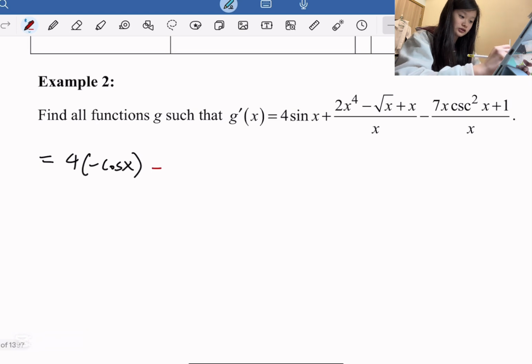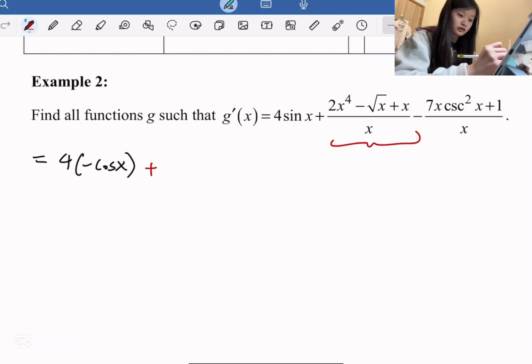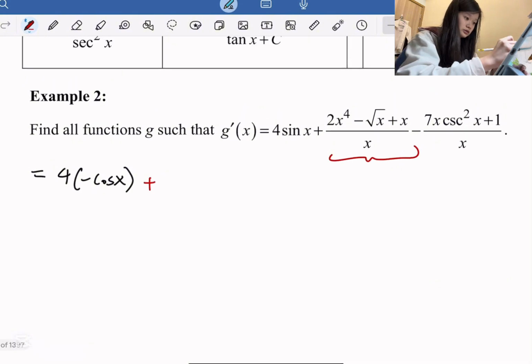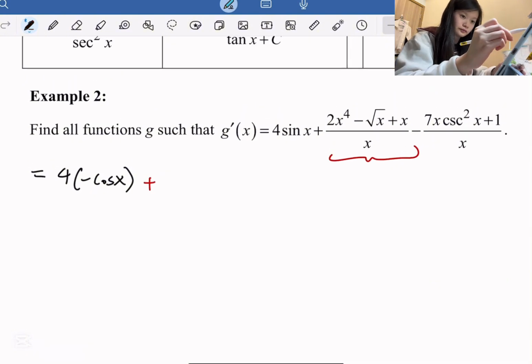So that's that. Next term, I'll use red. Here you can divide each term by x. So let's put better notation here.